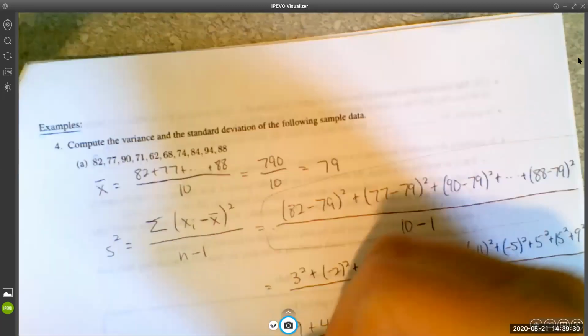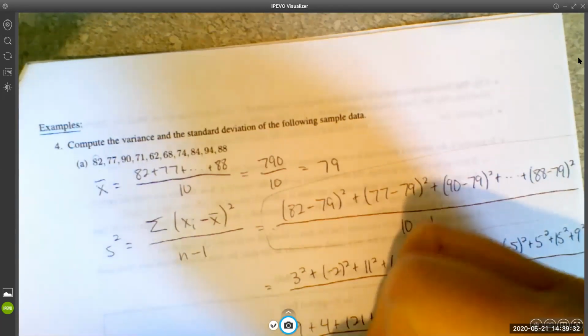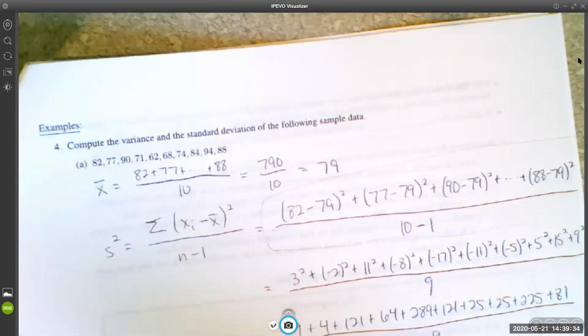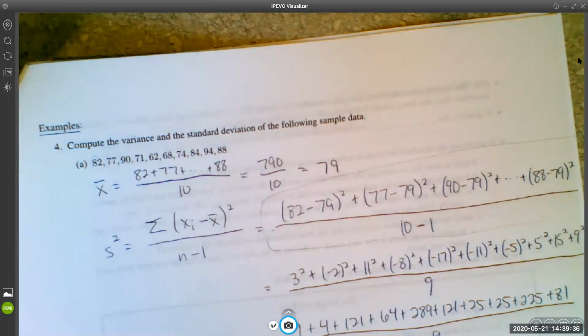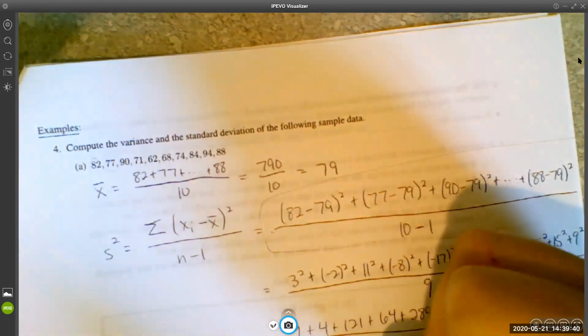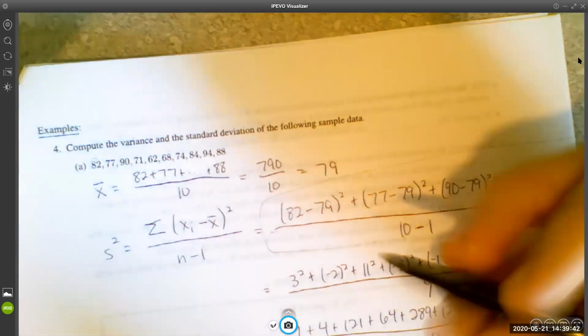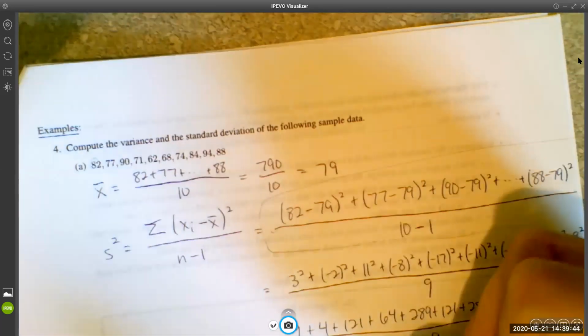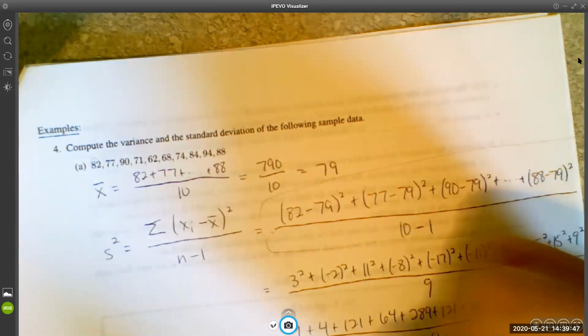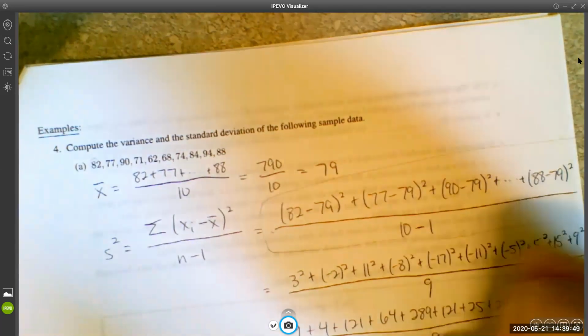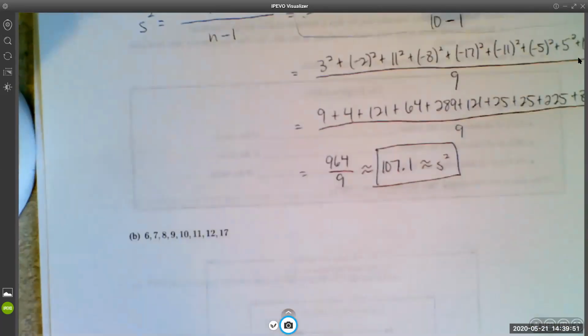Okay, so that's 964 over 9, which is about 107.1. So that's the variance. Now if you're thinking to yourself, well, that's a lot of work.